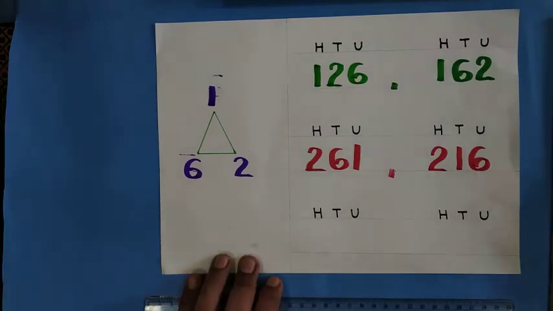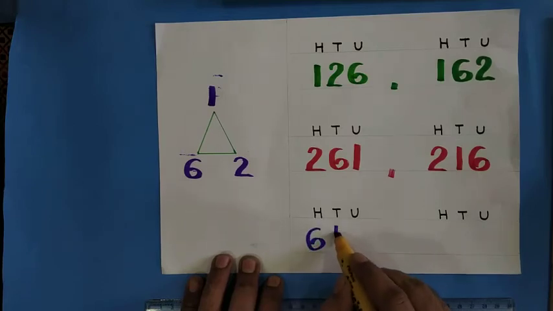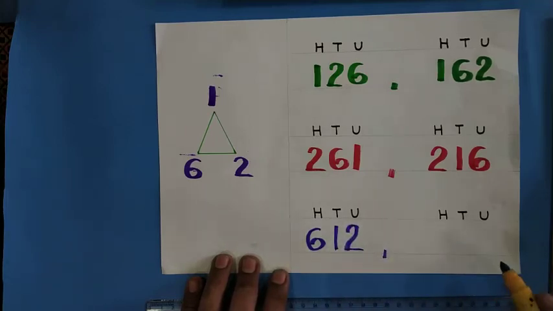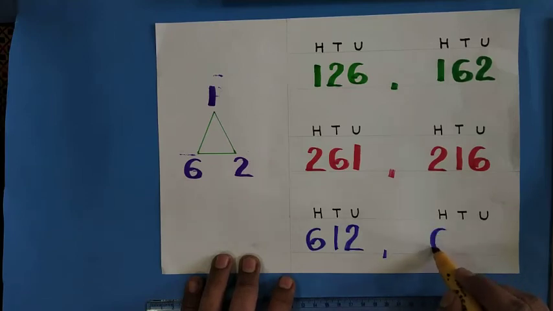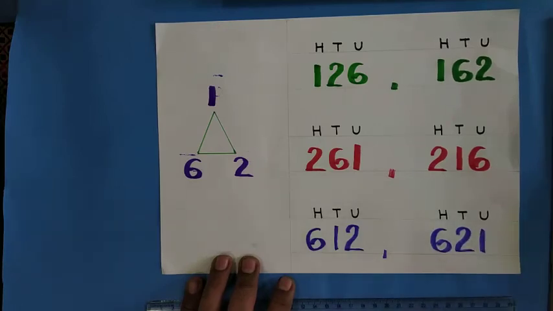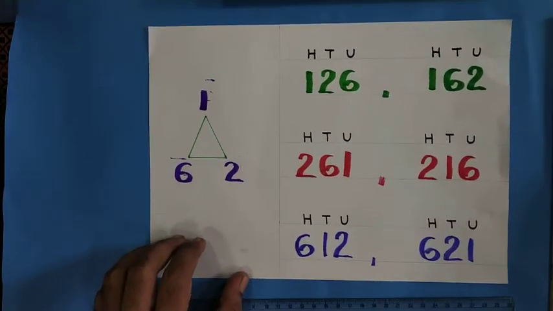Now let us make the 3-digit number by taking 6 at the 100 place. So 6 will come here at the 100 place, then 1 at the tens place and 2 at the unit place. Then 6 at the 100 place, 2 at the tens place and 1 at the unit place: 621.